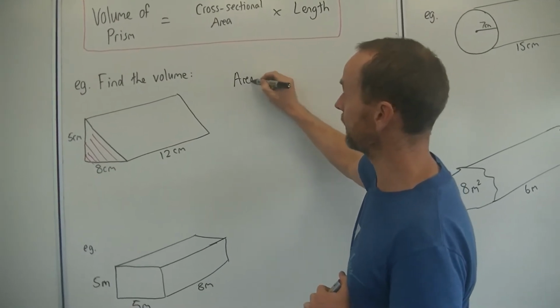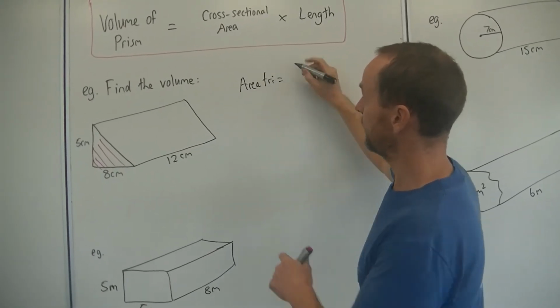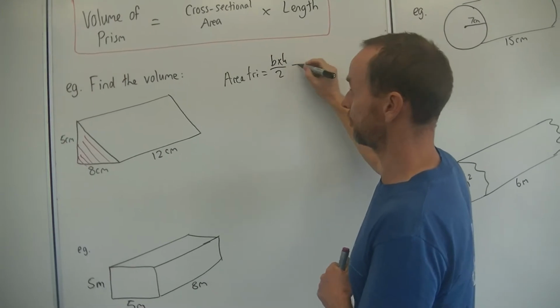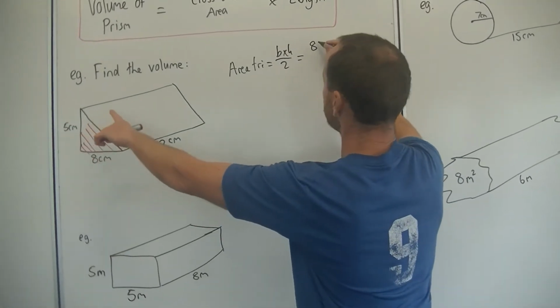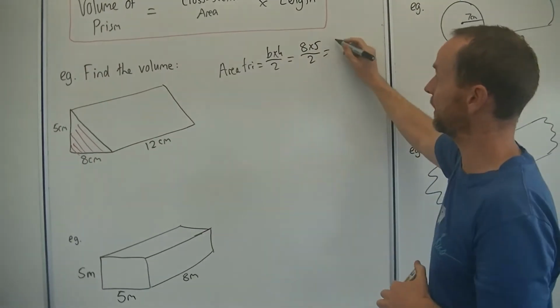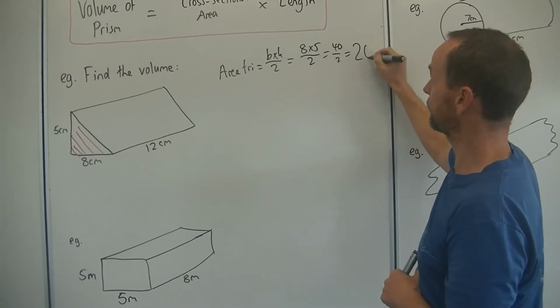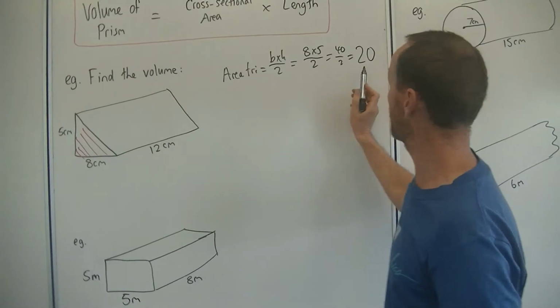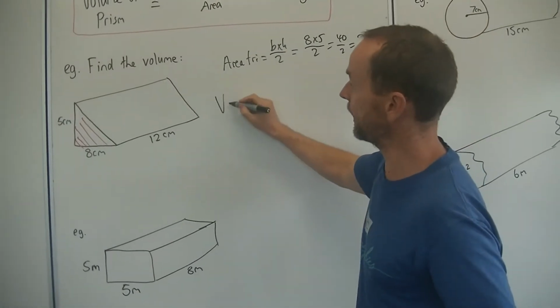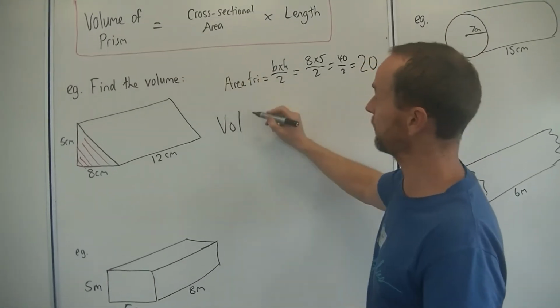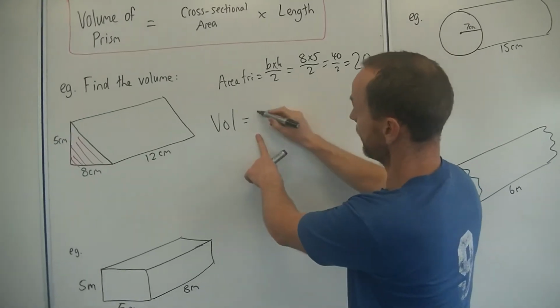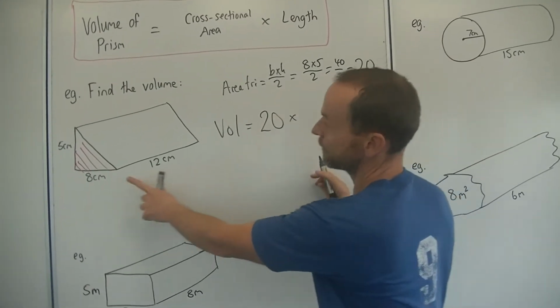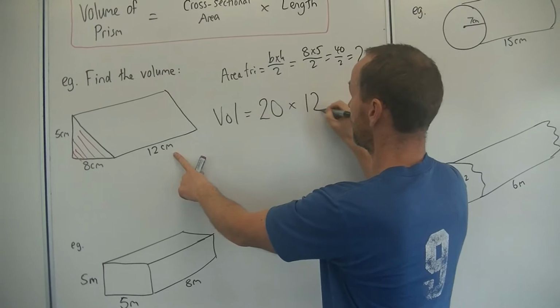So area of triangle is base times height divided by 2. So it's 8 times 5 divided by 2, 5 8s are 40, so it's 20. So the area of that side of that triangle is 20. So now I can work out from this formula here, the volume of a prism is the cross-sectional area, which is 20, times by the length of my shape, which is 12.